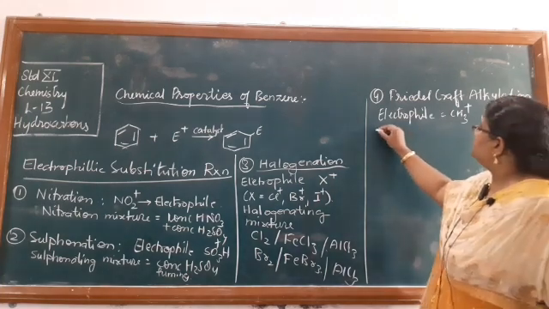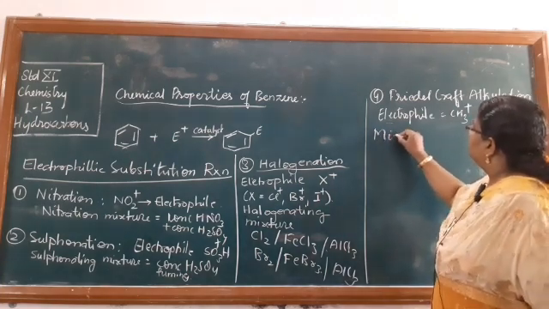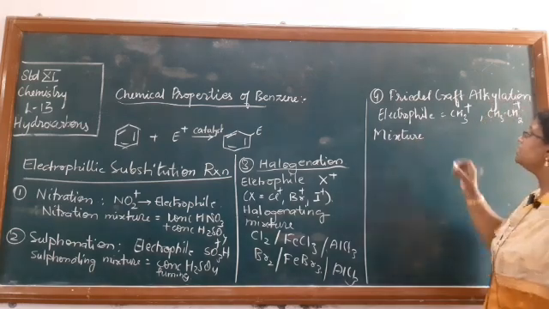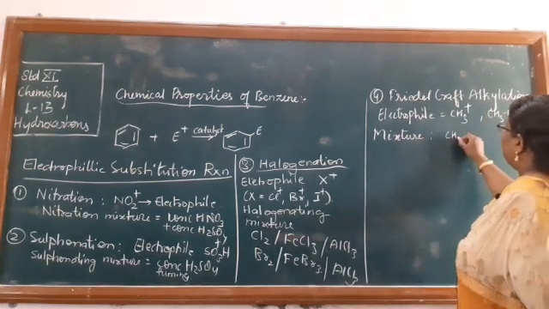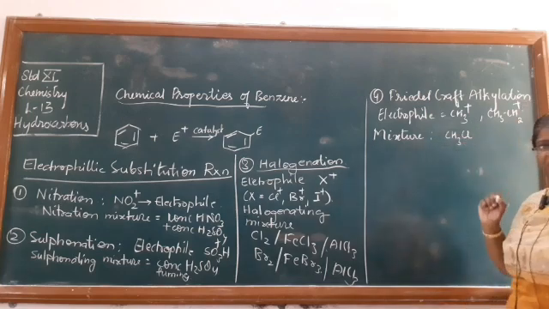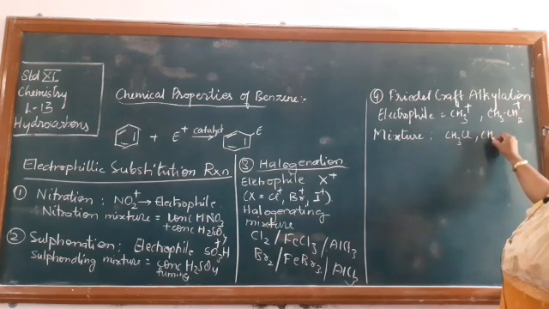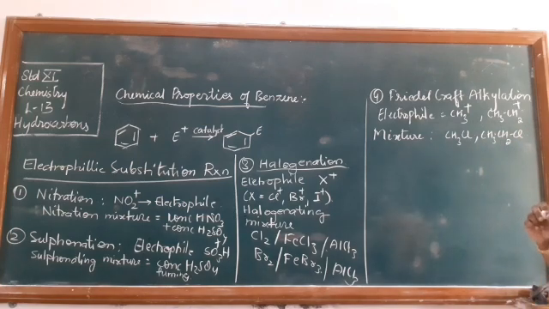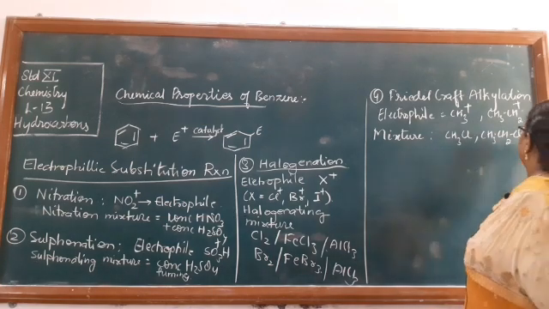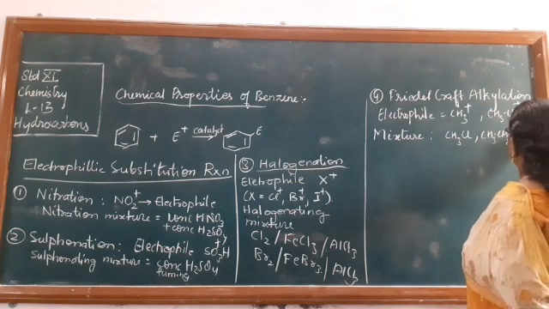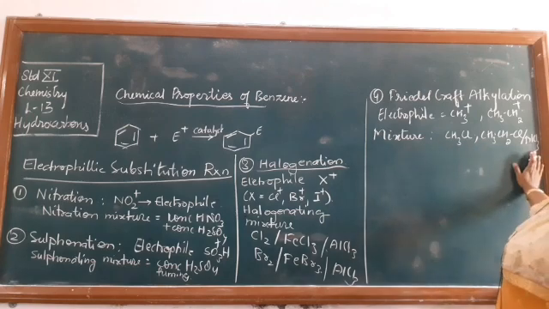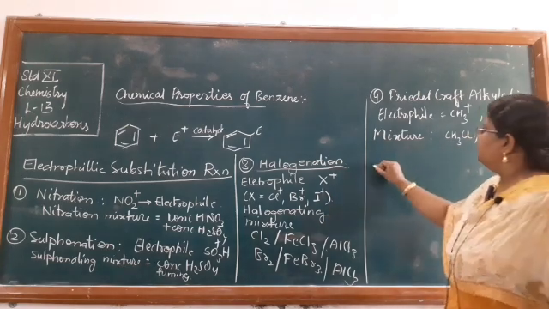And the Friedel-Crafts alkylation mixture is alkyl halide, any alkyl halide, CH3Cl or CH3CH2Cl, in presence of AlCl3. This is your Lewis acid. So this is your Friedel-Crafts alkylation mixture.